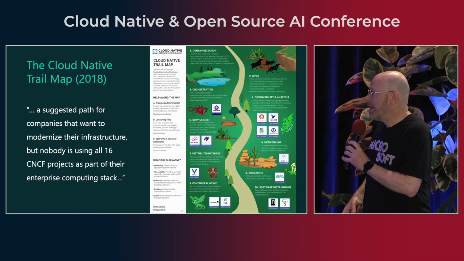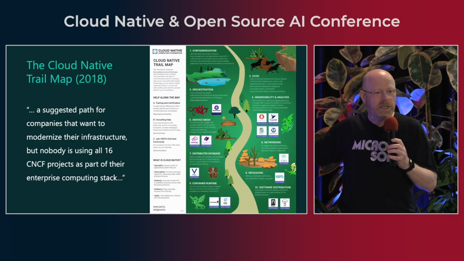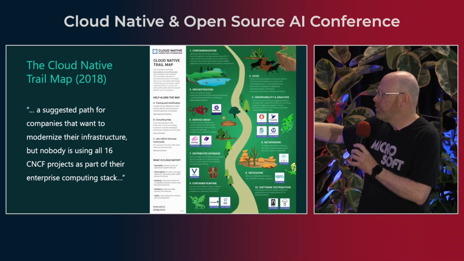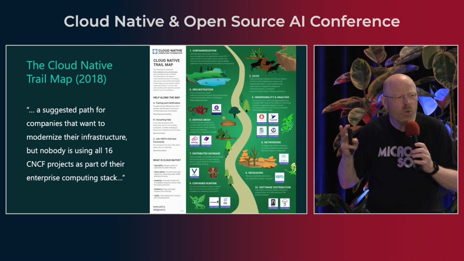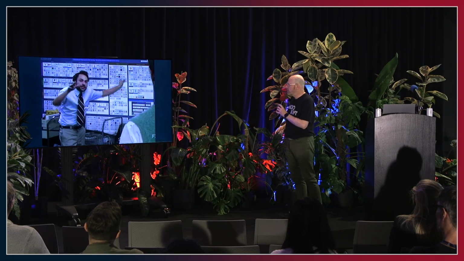And back in 2018, we tried to make this easy for people by defining the cloud native trail map, which was a suggested path for companies that want to modernize their infrastructure. But nobody's using all 16 CNCF projects as part of their enterprise computing stack. Can you imagine 16 projects to choose from? It's changed quite a lot since then, right?